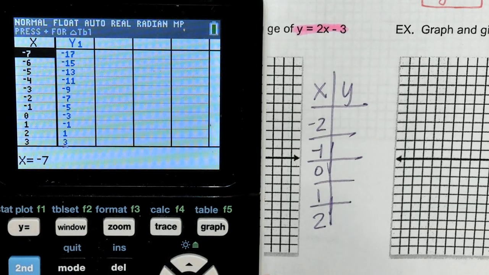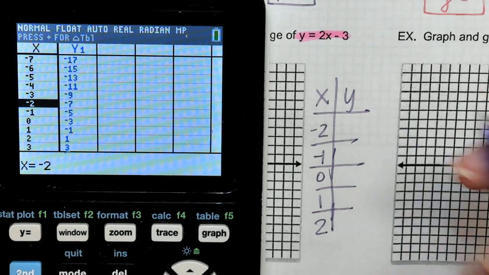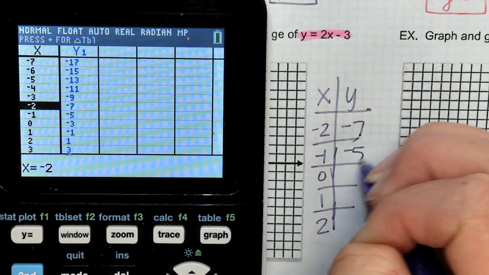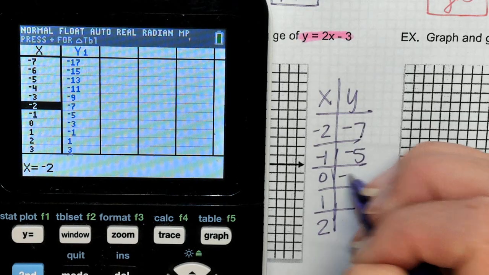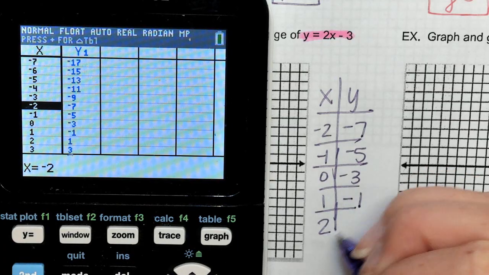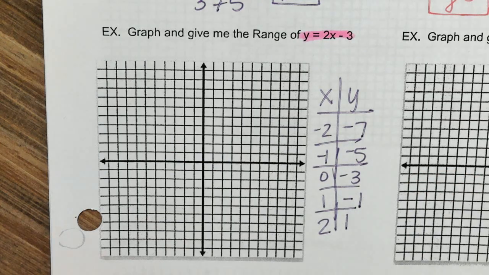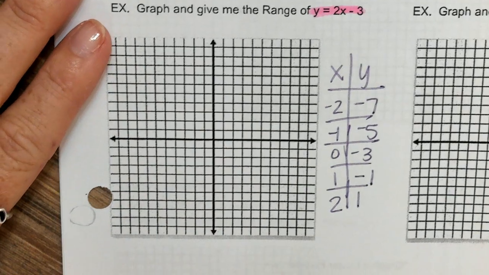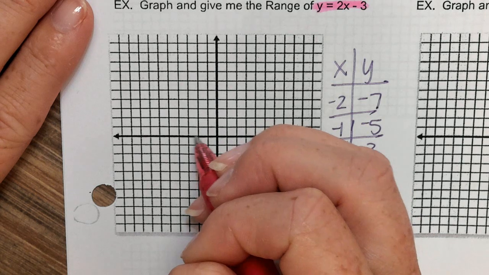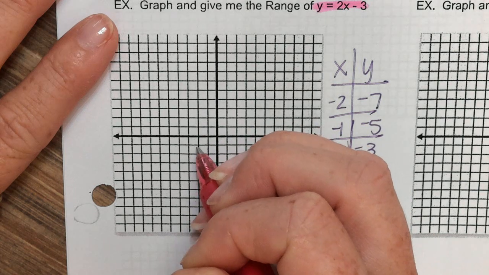All right? When x is negative 2, what is y? Negative 7. When x is negative 1, y is negative 5. When x is 0, y is negative 3. When x is 1, y is negative 1. And when x is 2, y is 1. Could I put more dots? Absolutely. But I don't really have to. So now I'm just going to plot these dots on my graph. Remember, this is 0, so I have to count on the x-axis to negative 2 and then down 7.